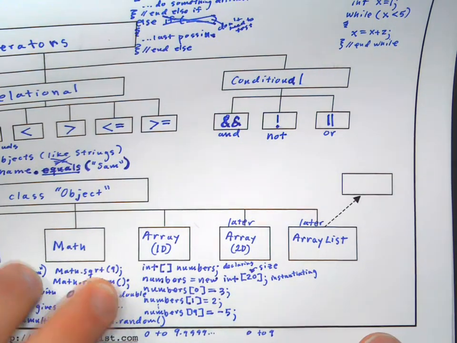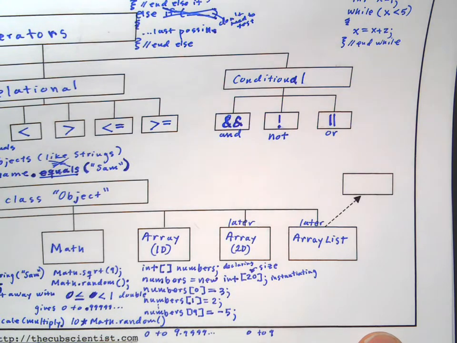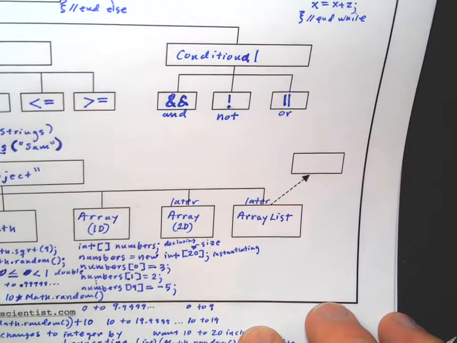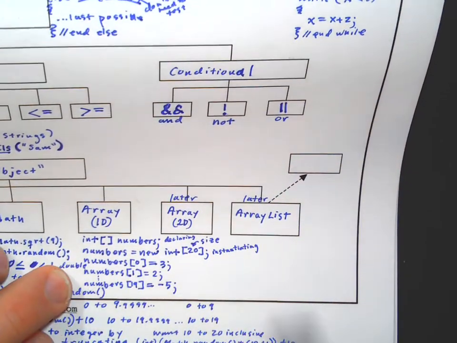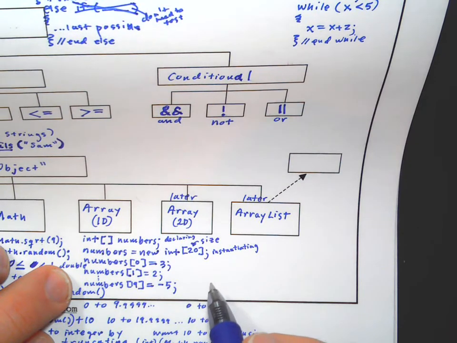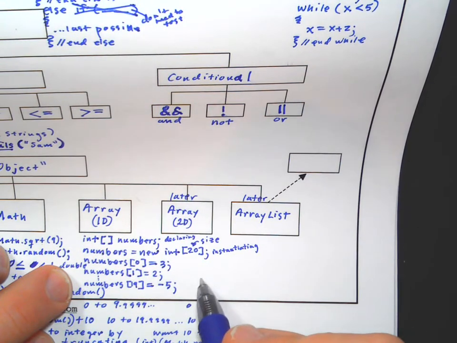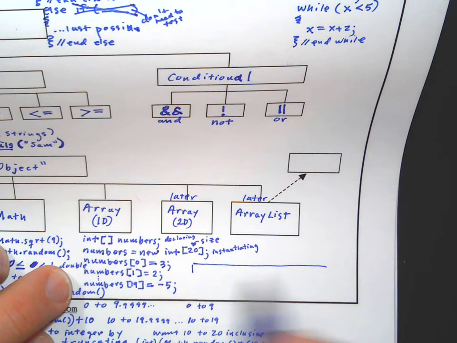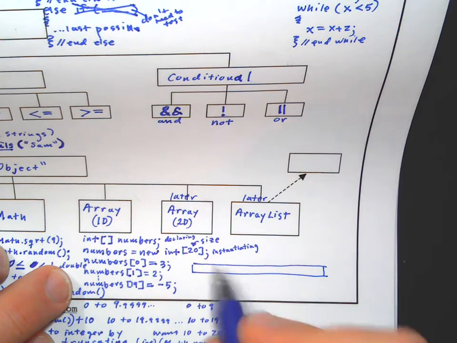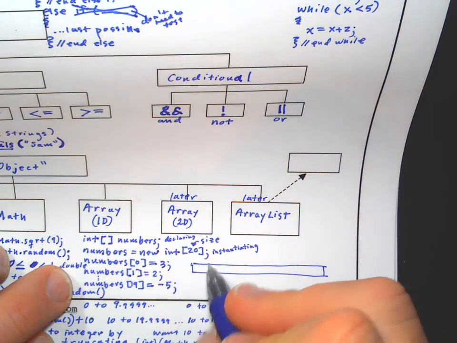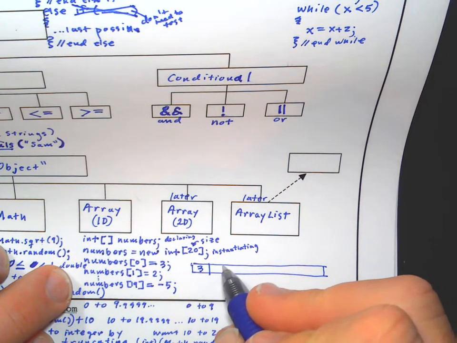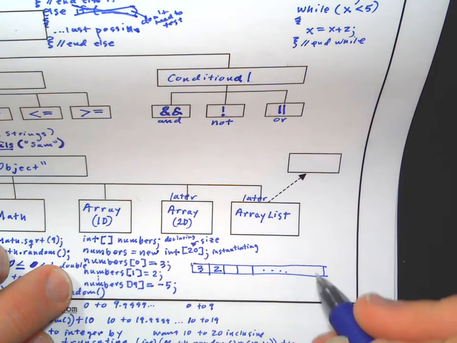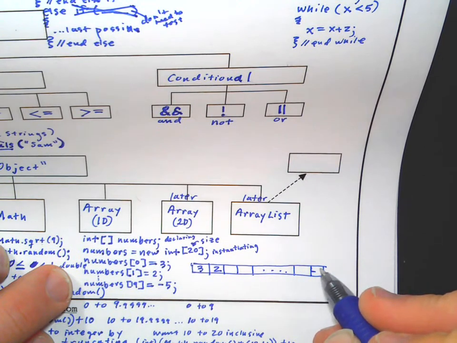Okay? So now the idea here, kind of visually, is that this is kind of like a bunch of boxes all lined up. So let me draw a little picture right here. This is kind of what I imagine. This isn't really how it's stored in the memory, but this would have a 3 there, a 2 there. There would be a bunch of other spots, and then the last spot has a -5.